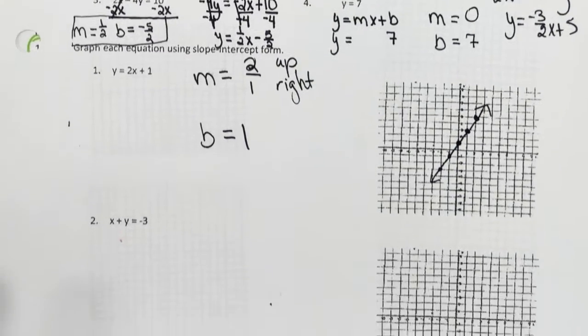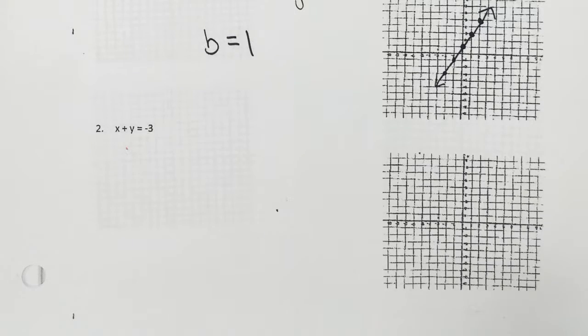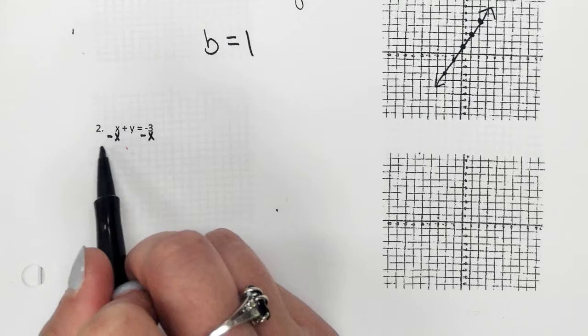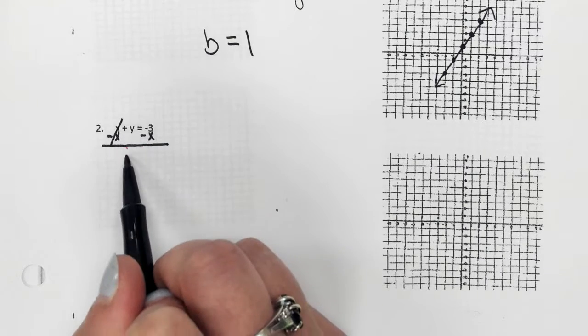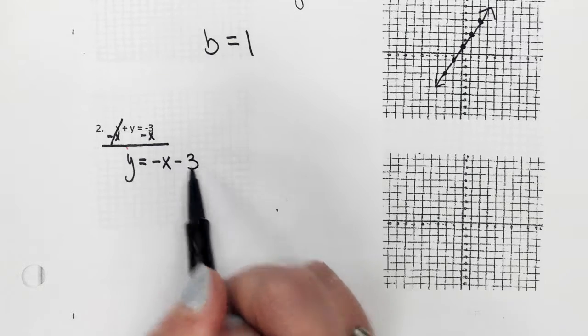All right, what about number 2? What's wrong with number 2? Y is not by itself. All right, what do we have to do to get y by itself? There you go. And the x always comes first. Minus 3.